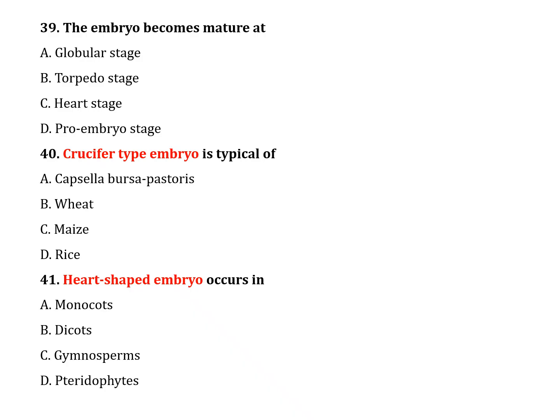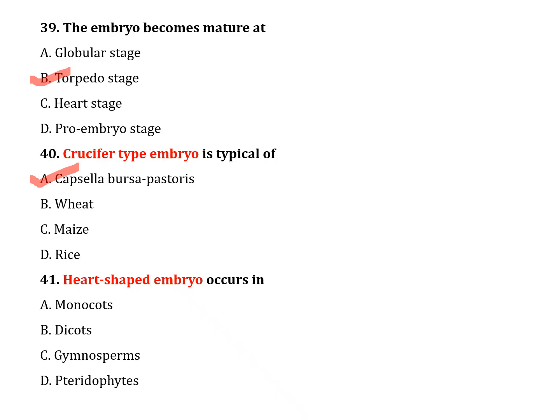The next question, number 39. The embryo becomes mature at: option A, globular stage. Option B, torpedo stage. Option C, heart stage. Option D, pro-embryo stage. Correct answer is option B, torpedo stage. The next question, number 40. Crucifer type embryo is typical of: option A, Capsella bursa-pastoris. Option B, wheat. Option C, maize. Option D, rice. Correct answer is option A, Capsella bursa-pastoris.